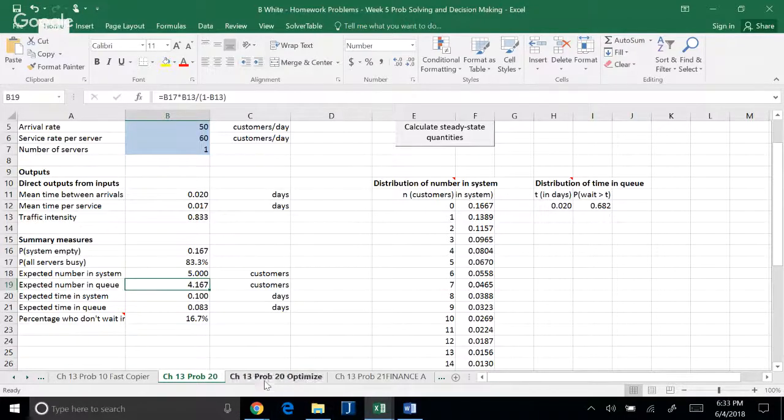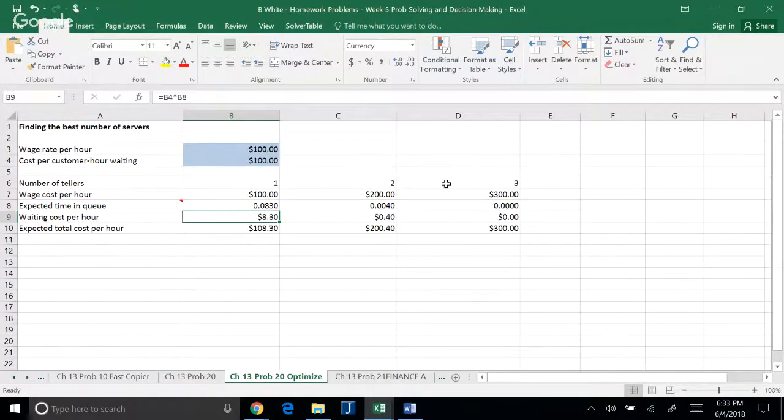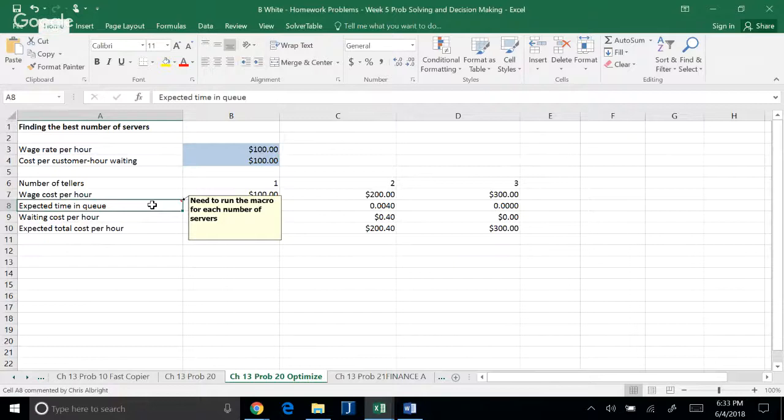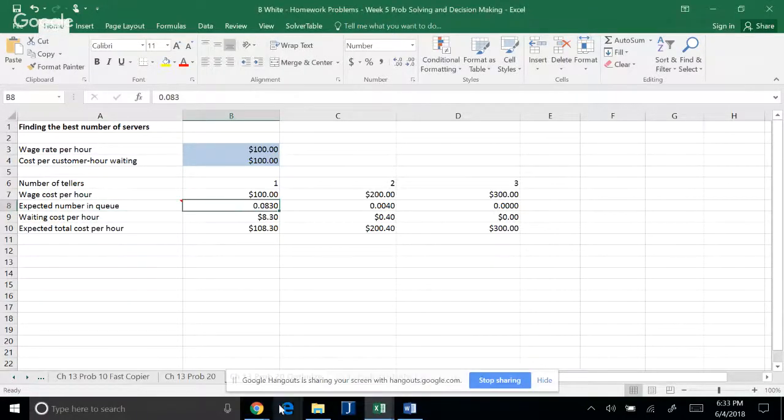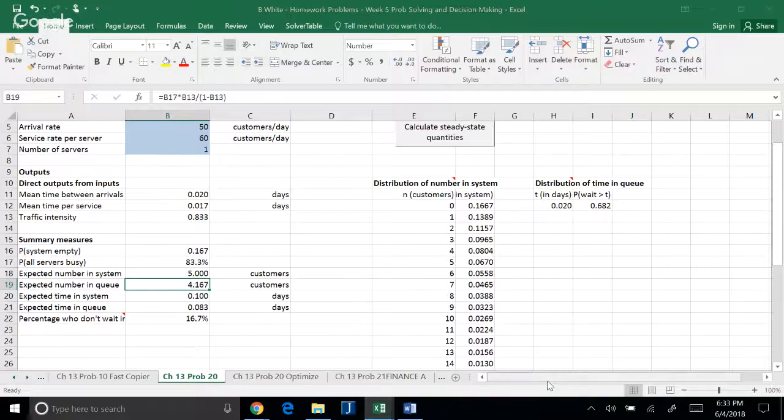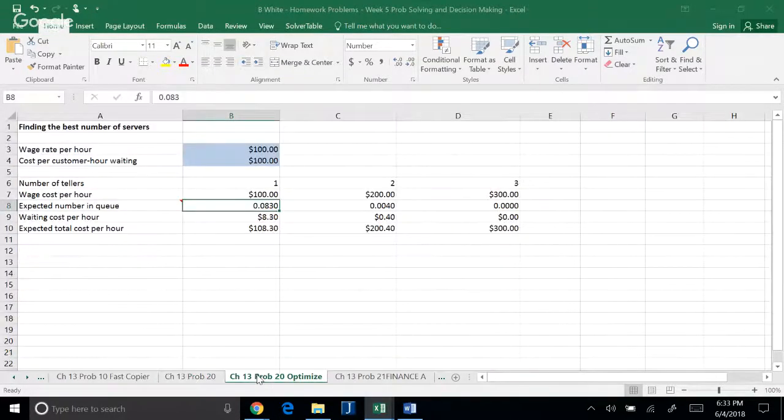All right, so back to this. What was pulled over here is the expected time in queue, and what you want to pull is expected number in queue. And that should be, what did we say? 4.167. And so when we do that, that takes the cost up to $516.70. And so that is actually the correct number.